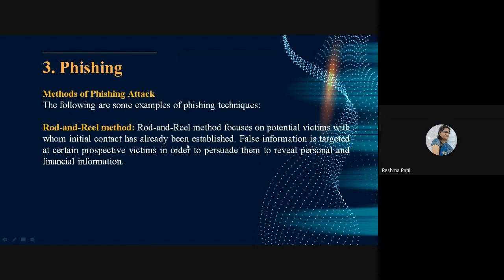So here, to get information, they are first creating a relationship with you. You know that person, you know the hacker. They will create that relationship, and they know you are the victim. On the basis of that they will send some emails to you, target you, and get some personal as well as financial information from you. So this is the second method, rod and reel.